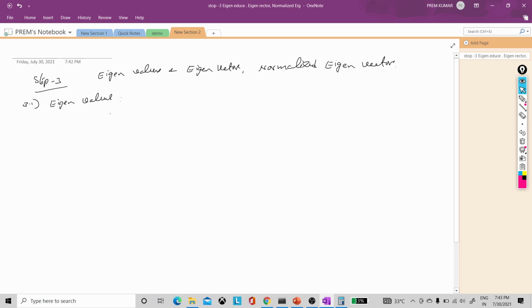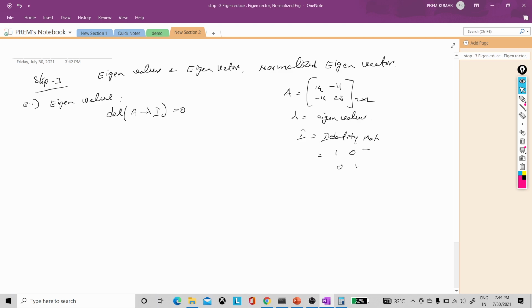For that purpose we have to take the formula det of A minus lambda I is equal to 0. So we have to take the covariance matrix A, which is [14, -11; -11, 23]. This is our covariance matrix, and lambda means the eigenvalues. We need to find the eigenvalues. I is our identity matrix, which here is a 2 by 2 matrix, that's why we take the 2 by 2 identity matrix [1 0; 0 1].